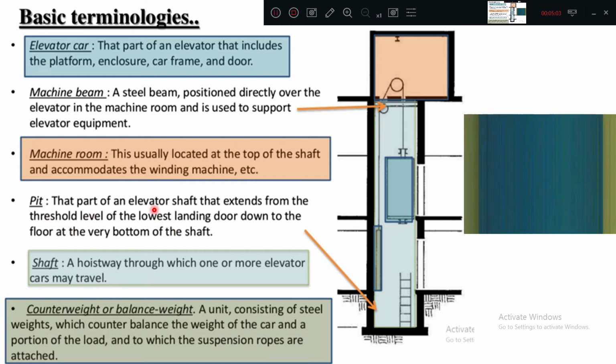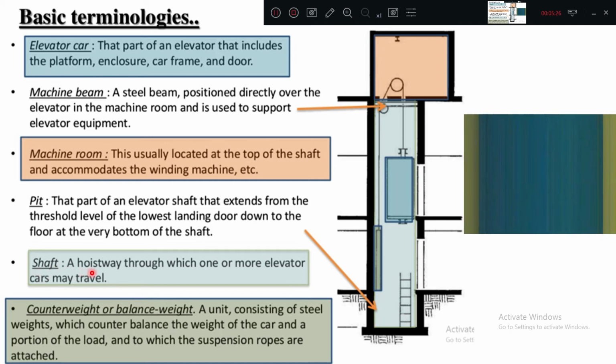Pit, that part of the elevator shaft that extends from the threshold level of the lowest landing door down to the floor at the very bottom of the shaft. Okay, so this is called the pit. This is the extension from the elevator, this is the total elevator assembly, and this is the extension below the ground level. Okay, so below the ground level.